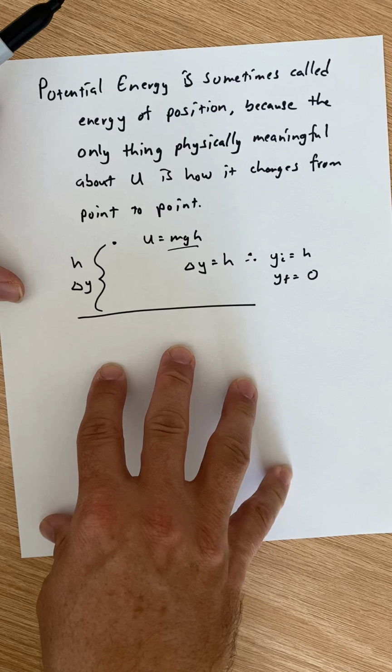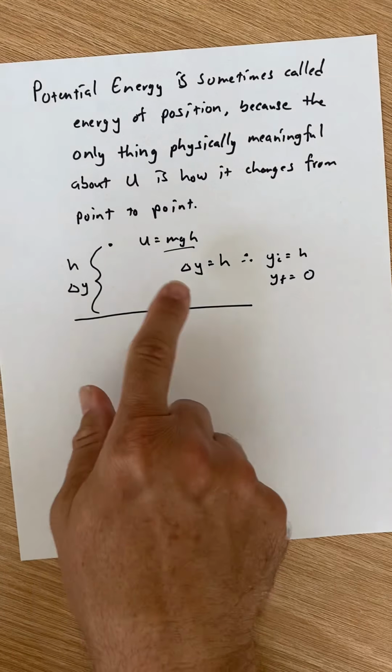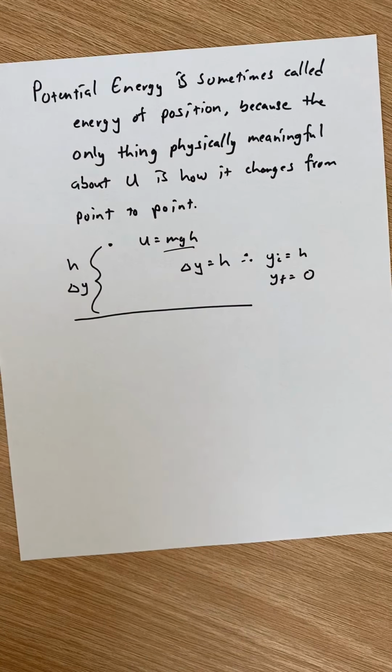Okay, so in summary, what am I saying here? I'm saying for potential energy, this is gravitational potential energy, but for any potential energy, because what matters is how it changes from point to point, you can set your 0 point anywhere you want to.